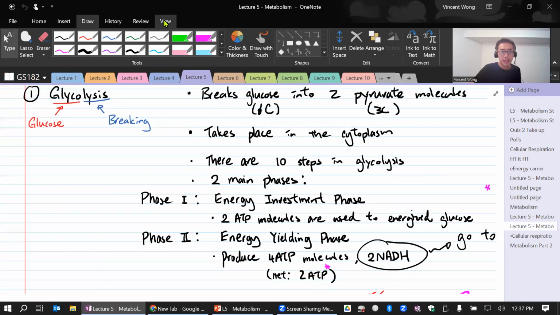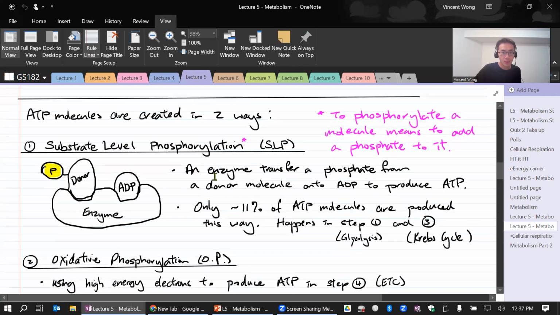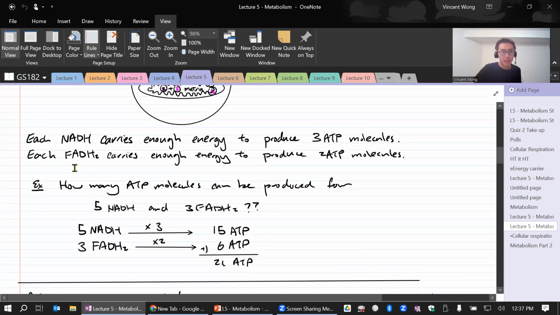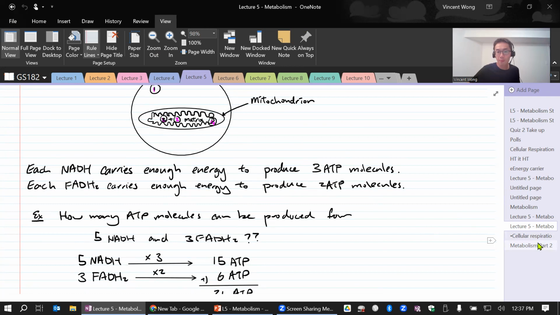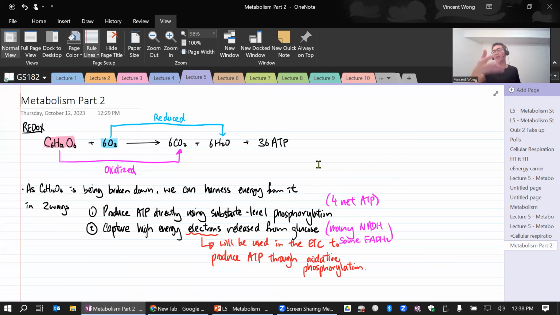You should reorganize the notes if you have to. It says right here, each NADH carries enough energy to produce 3 ATP. Each FADH2 carries enough energy to produce 2 ATP. Okay, I hope that's clear now. So that's where the story ended last time, previously on biology. That's basically the recap. Any quick questions before we move on?